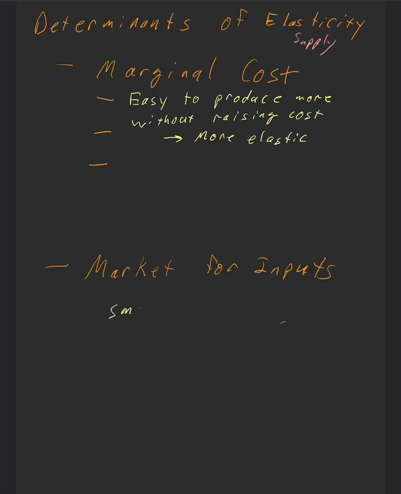Okay, so if we're a small share of the input market, then we'll end up being more elastic. Right? So if by increasing the amount that I produce, I don't change the price much because I am a small producer, then I'll be more sensitive to the price. It's easier to induce me to produce more.